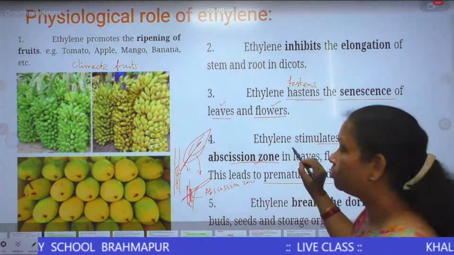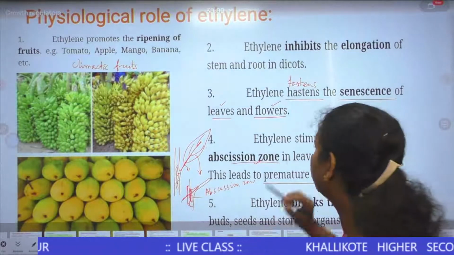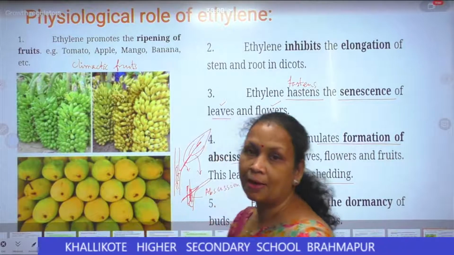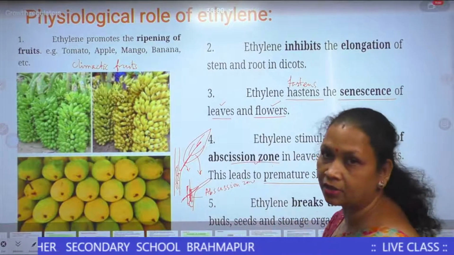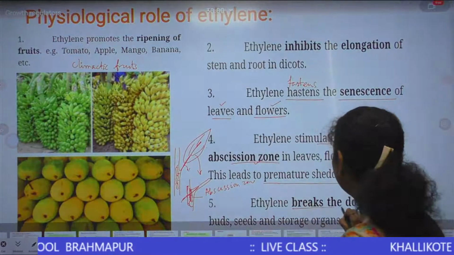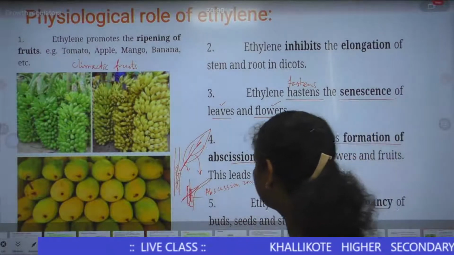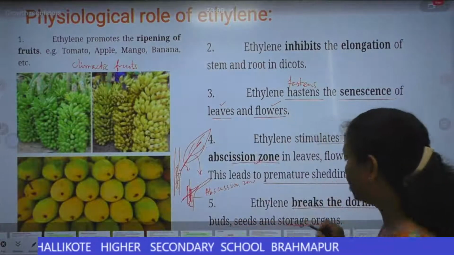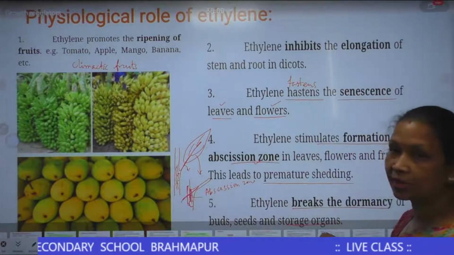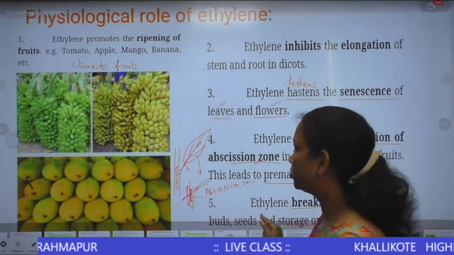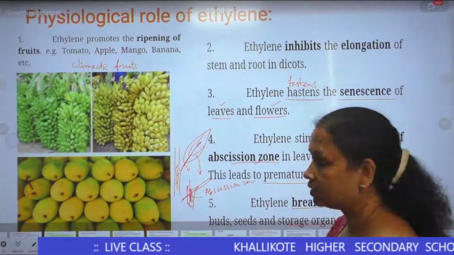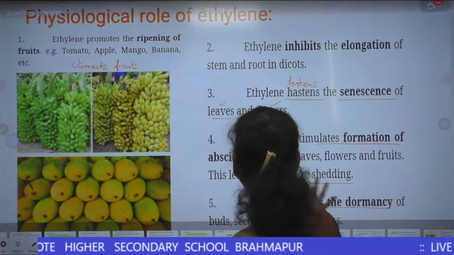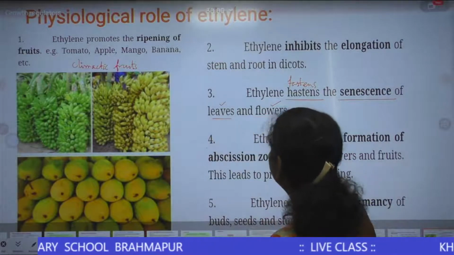Abscission is important, but ethylene stimulates the formation of abscission, and so there can also be premature fall of the leaf or the flower or the fruit. So, ethylene is also promoting abscission. It promotes senescence, and in the phenomenon of senescence, it is also promoting the rapid respiration of the fruits. So, there is ripening of the fruit. Ethylene breaks the dormancy of bud, seeds and storage organs like the potato tuber; the dormancy of such storage products will also be broken by ethylene.